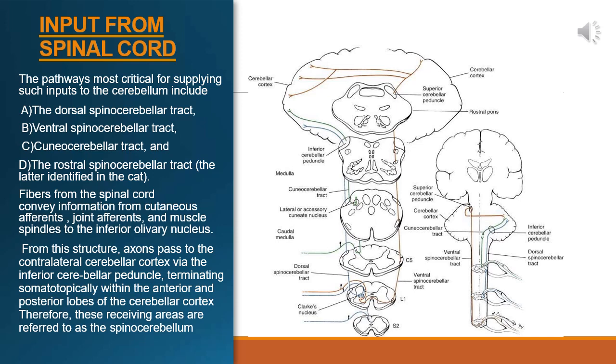the inferior olivary nucleus. From this structure, axons pass to the contralateral cerebellar cortex via the inferior cerebellar peduncle, terminating somatotopically within the anterior and posterior lobes of the cerebellar cortex. Therefore, these receiving areas are referred to as the spinocerebellum. The diagram here shows A. The dorsal spinocerebellar tract, B. Ventral spinocerebellar tract, C. Cuneocerebellar tract, D. The rostral spinocerebellar tract.